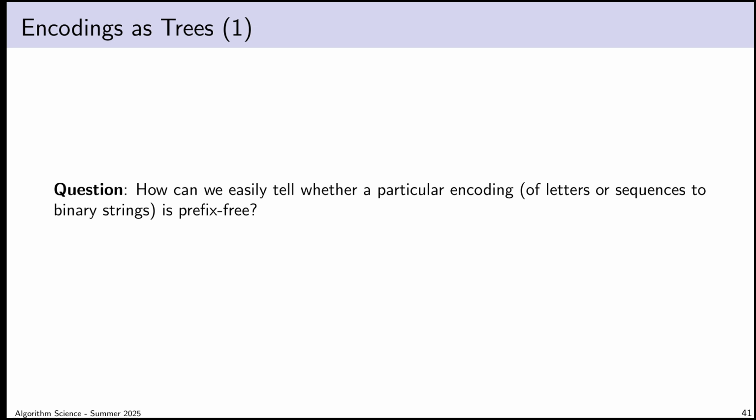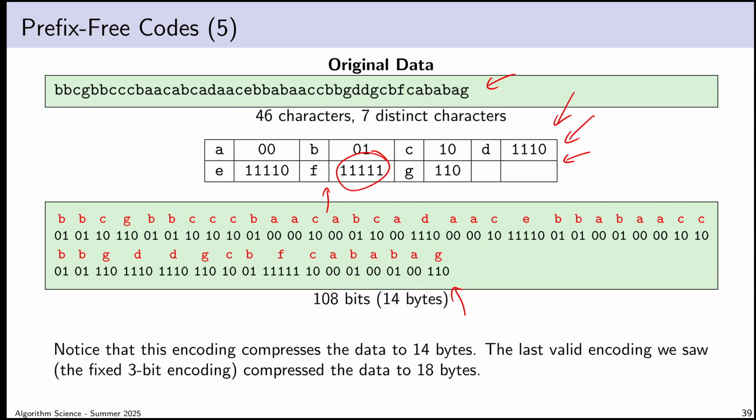So here's a question. Suppose I give you an encoding table that maps some individual characters, or maybe sequences of characters, to bit sequences. How can you easily tell if it's prefix-free? Well, one obvious way would be to do an all versus all comparison. You could look at each pair of bit sequences and verify that no sequence is a prefix of the other.